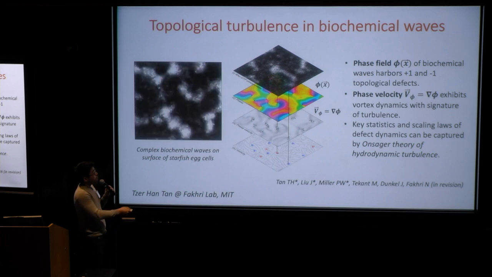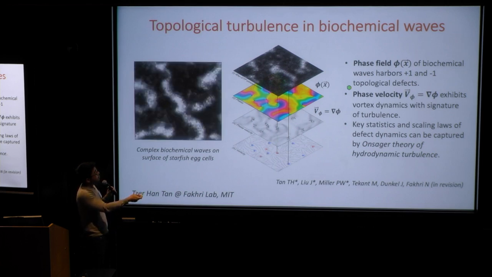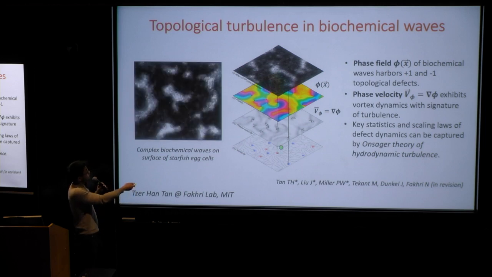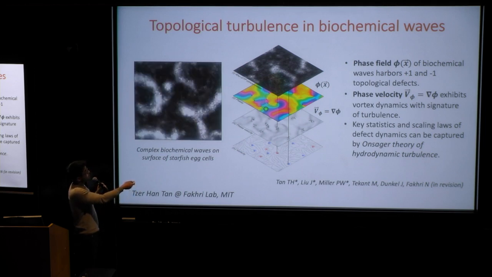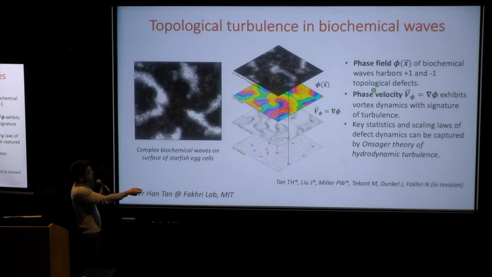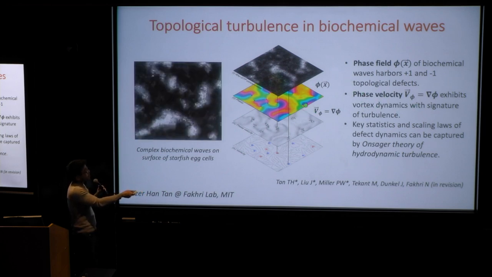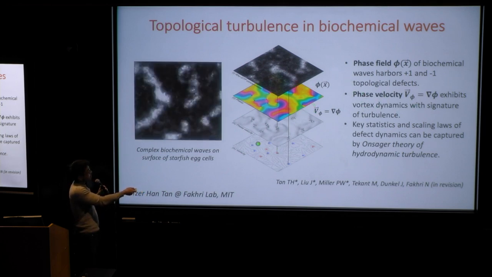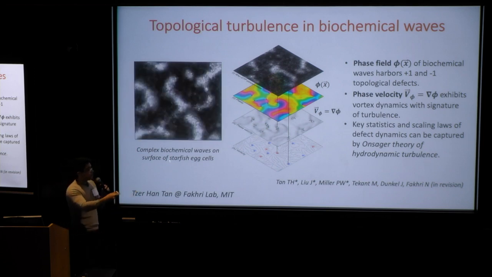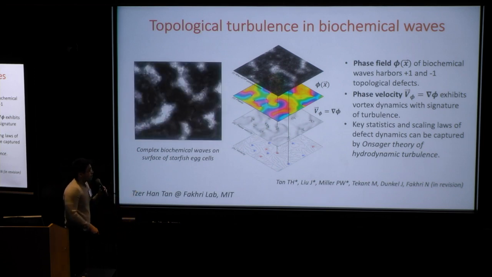And what I mean by that is, for example, if you look at the phase field of the biochemical waves, you see that there are these +1 and -1 topological charges. And if you look at the phase velocity field, which is basically just the gradient of the phase, what you see is that there are vortex dynamics that are constantly creating and annihilating with each other.